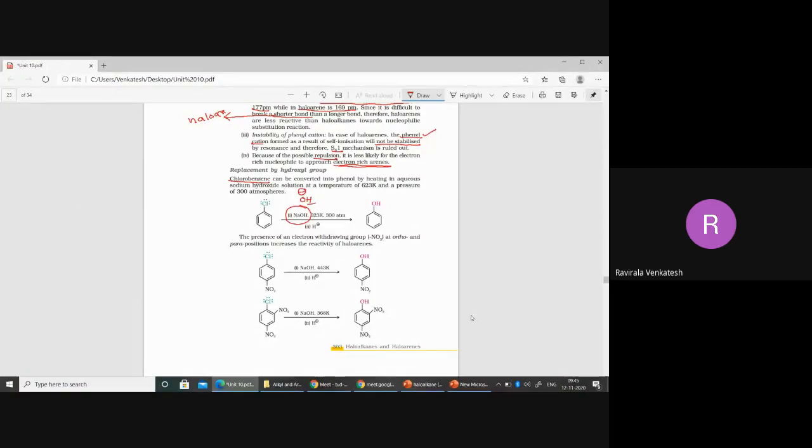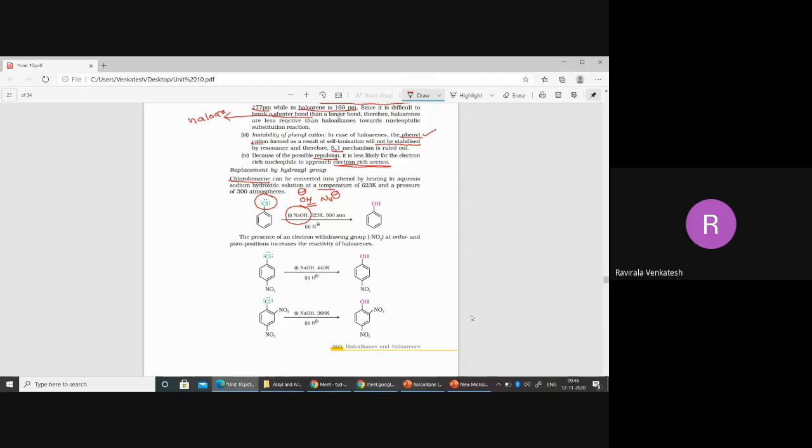Now what are we doing? This is a nucleophile, and we are replacing Cl with it. So the OH minus is substituted for the chlorine, isn't it? So this is called a nucleophilic substitution reaction. Now is this reaction difficult or easy? By seeing the temperature, can you say?